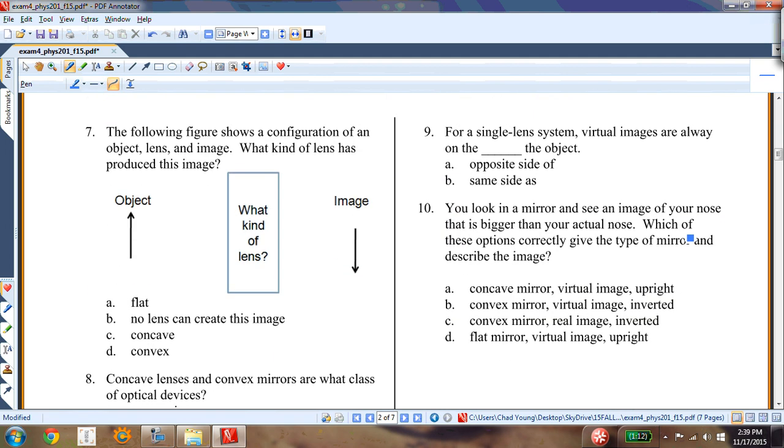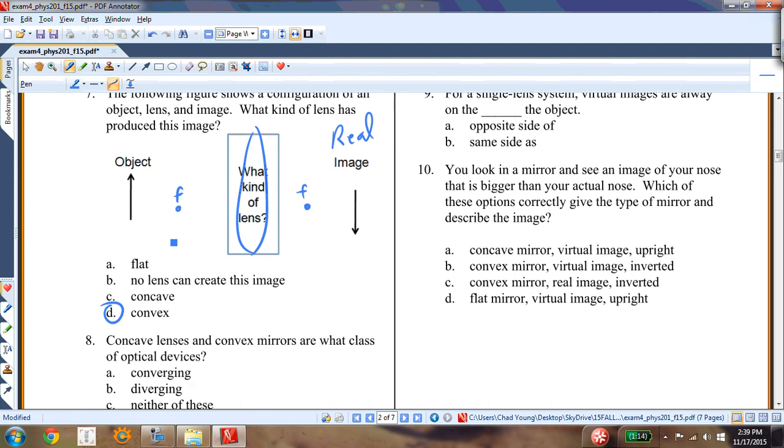This figure shows a configuration of object, lens, and image. What kind of lenses produce the image? Okay, well, let's see. First of all, it's an inverted image. It's a lens, so this is a real image. So this lens has produced a real inverted image. The only one that can do that is a convex lens. That's the lens that looks like this. By the way, the object is going to be outside the focal point.